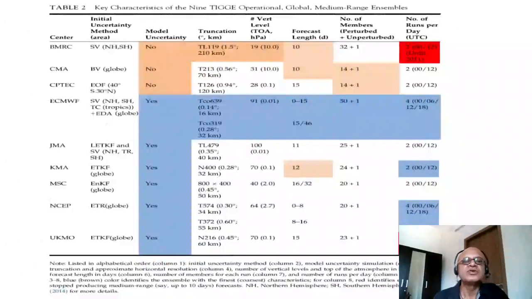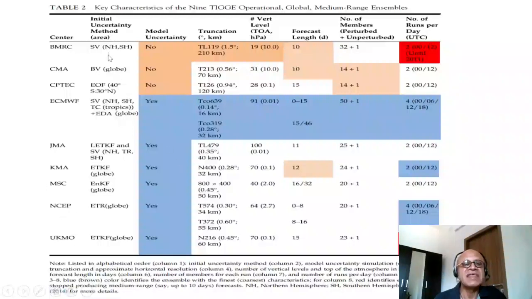Okay, so here are the key characteristics of the 9 TIGGE operational global medium range ensembles. We are jumping into ensembling already now, going from characterizing errors, but we will come back to it. So TIGGE, of course, again is THORPEX Interactive Grand Global Ensemble. Here are the centers again from Australia, China, Brazil, Europe, Japan, Korea, Canada, and US.